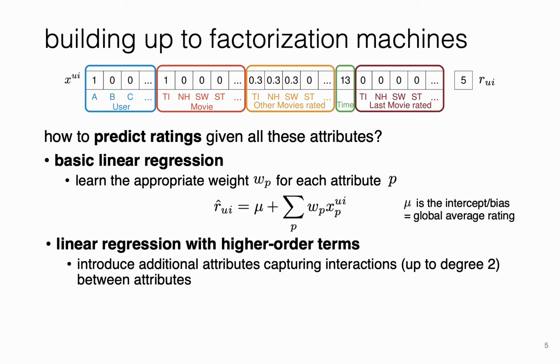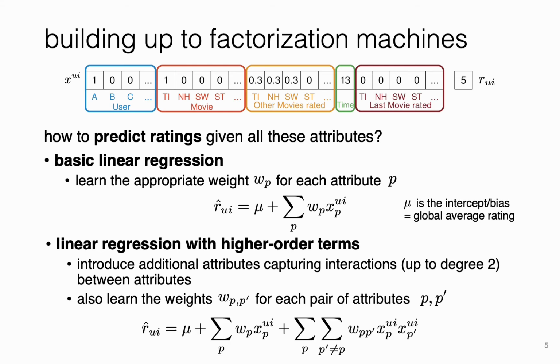So we can apply this idea in our case. We create synthetic attributes by multiplying every possible pair of attributes.